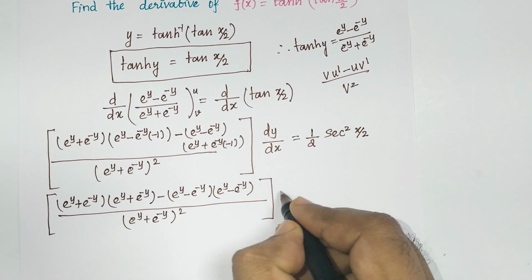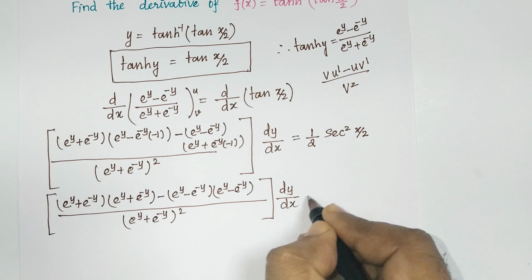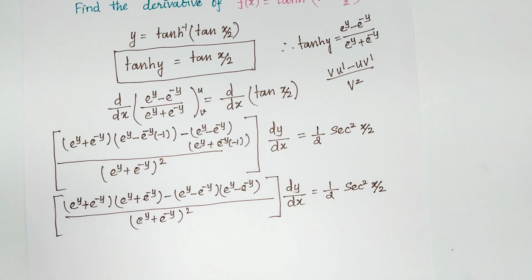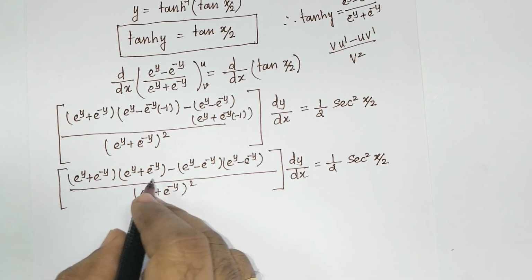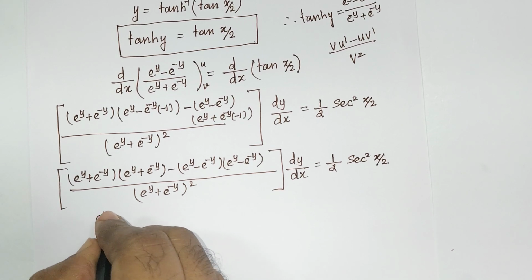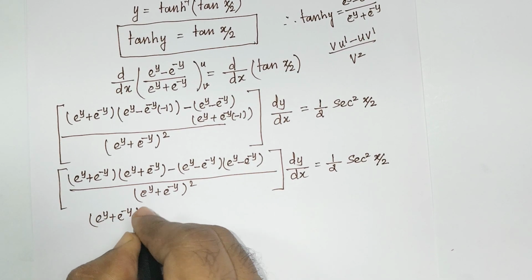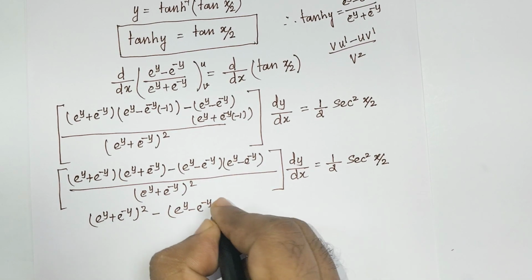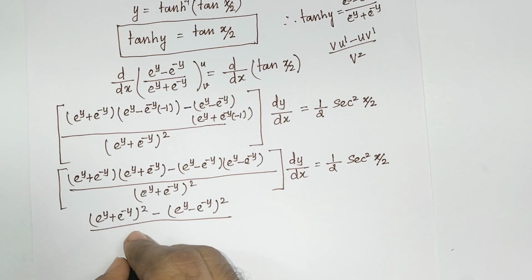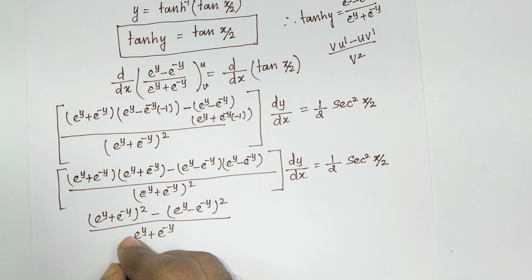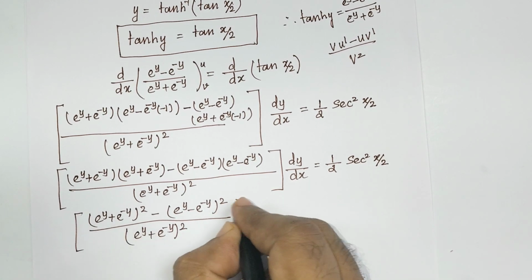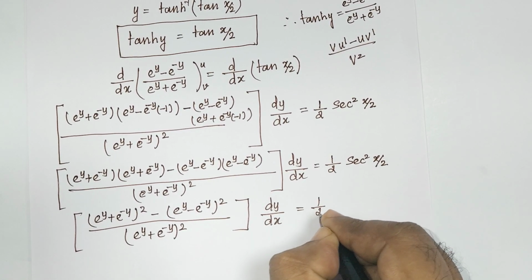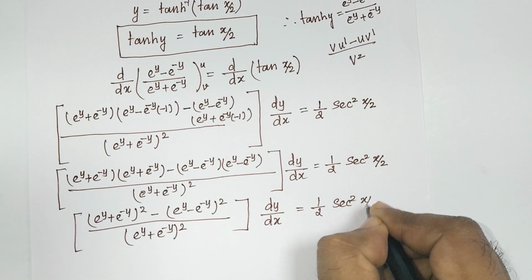So commonly we can write outside dy by dx is equal to 1 by 2 secant square x by 2. Okay, then multiply this 2, you will get e power y plus e power minus y whole square, and minus both are same, e power y minus e power minus y whole square divided by e power y plus e power minus y whole square. Outside dy by dx is equal to 1 by 2 secant square x by 2.